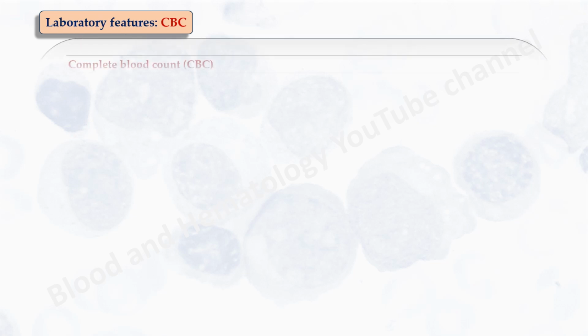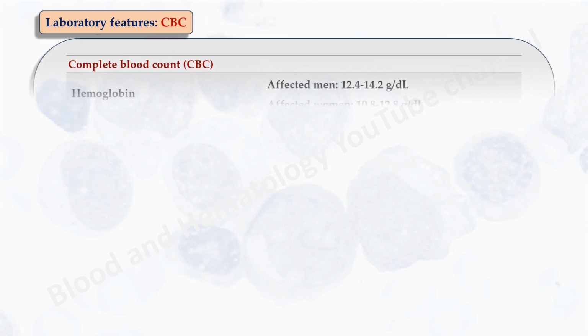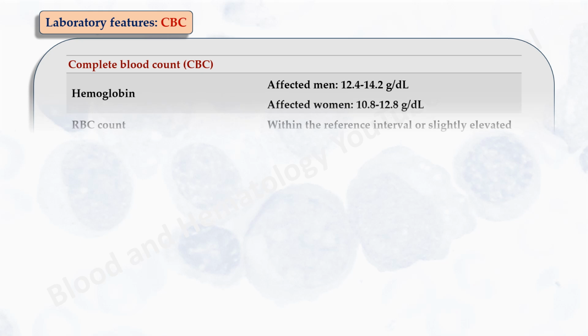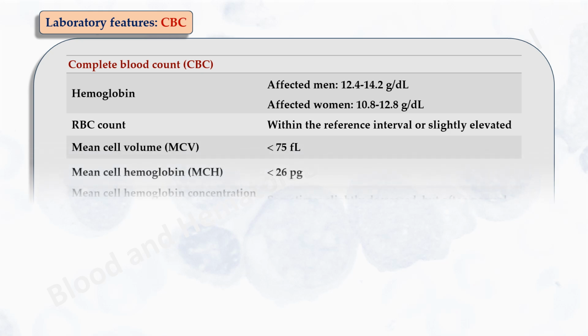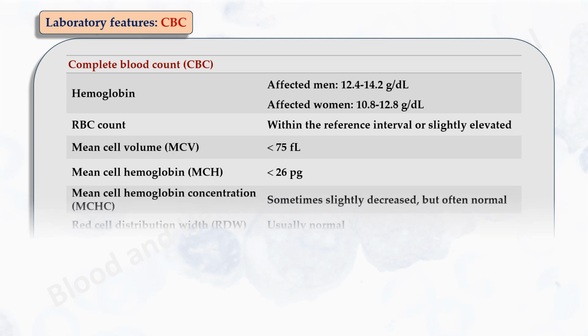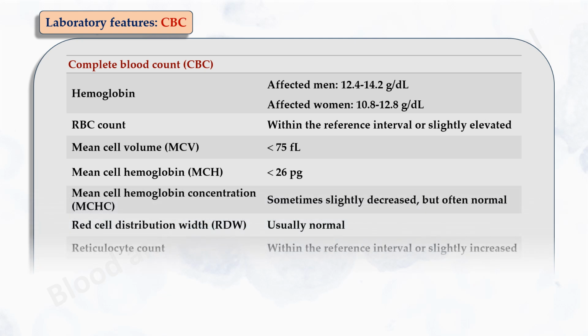Beta-thalassemia minor usually presents as a mild, asymptomatic anemia with hemoglobin ranging from 12.4 to 14.2 gram per deciliter in affected men, and 10.8 to 12.8 gram per deciliter in affected women. The RBC count is within the reference interval or slightly elevated. The MCV is less than 75 femtoliter and MCH is less than 26 picogram.